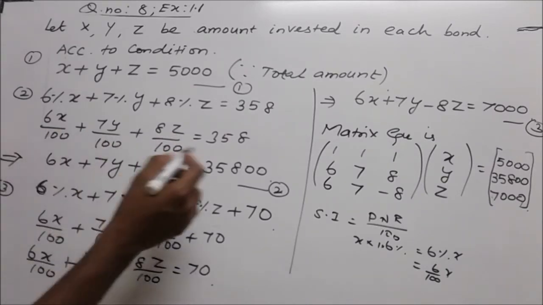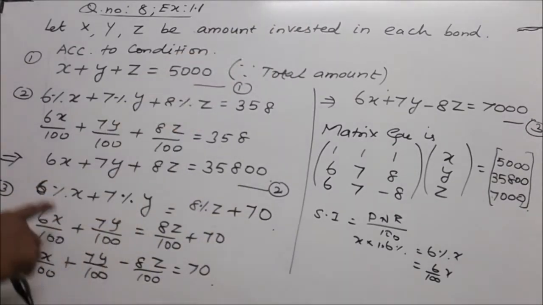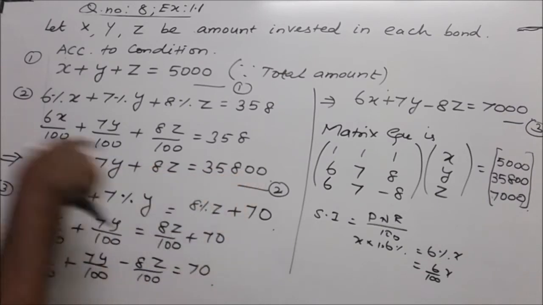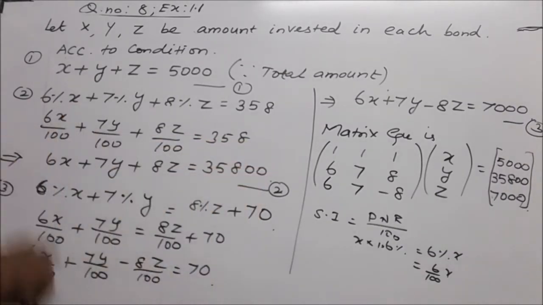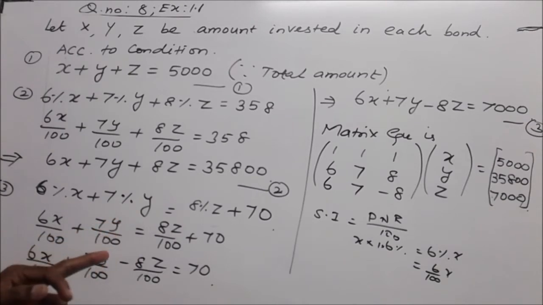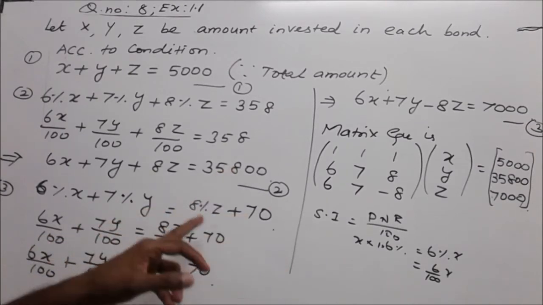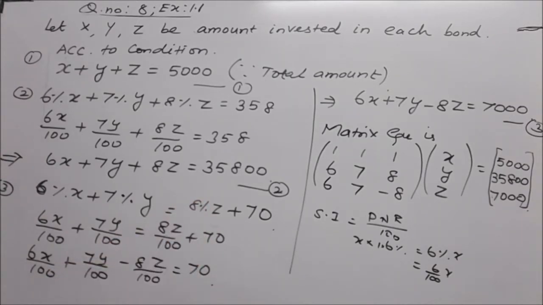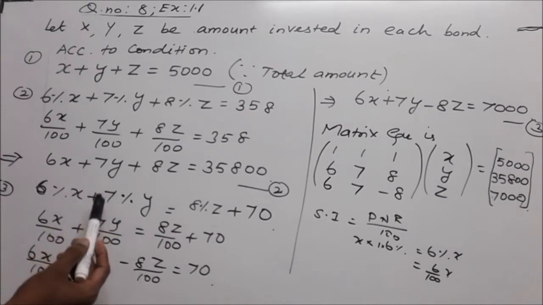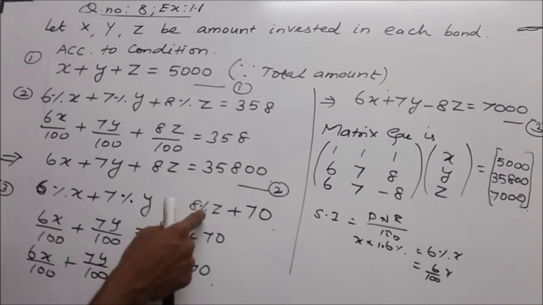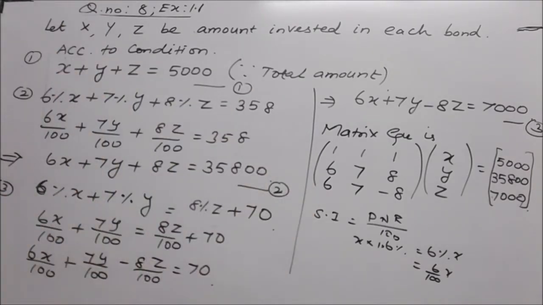Now all have 100 as denominator, then cross multiply it. Now here we have 6x plus 7y plus 8z equal to 35,800, or multiply by 100, you will get this equation. This is the second equation. And the third case, given that the amount invested in the first two bonds will be equal to 70 more than the third bond. For that, 6% of X plus 7% of Y will be equal to 8% of Z plus 70. That is mentioned in the question itself.